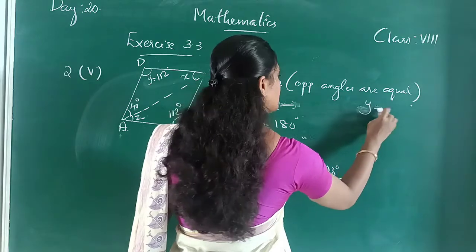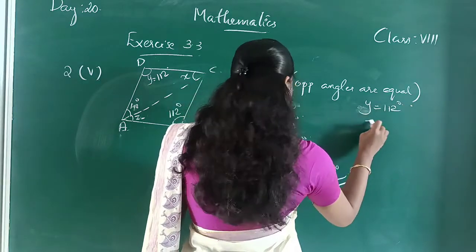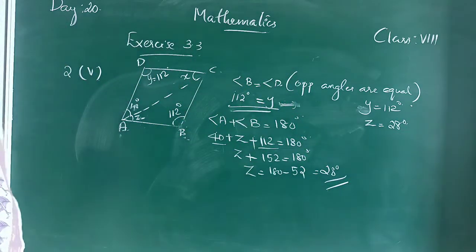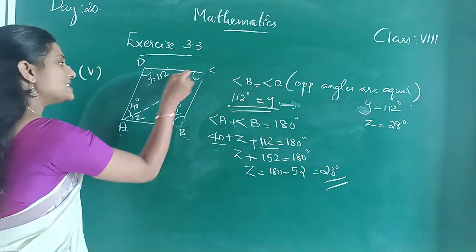So what is x? Y degree? Y is equal to 112 degree. Z is equal to 28 degree. Now look at Z and X.